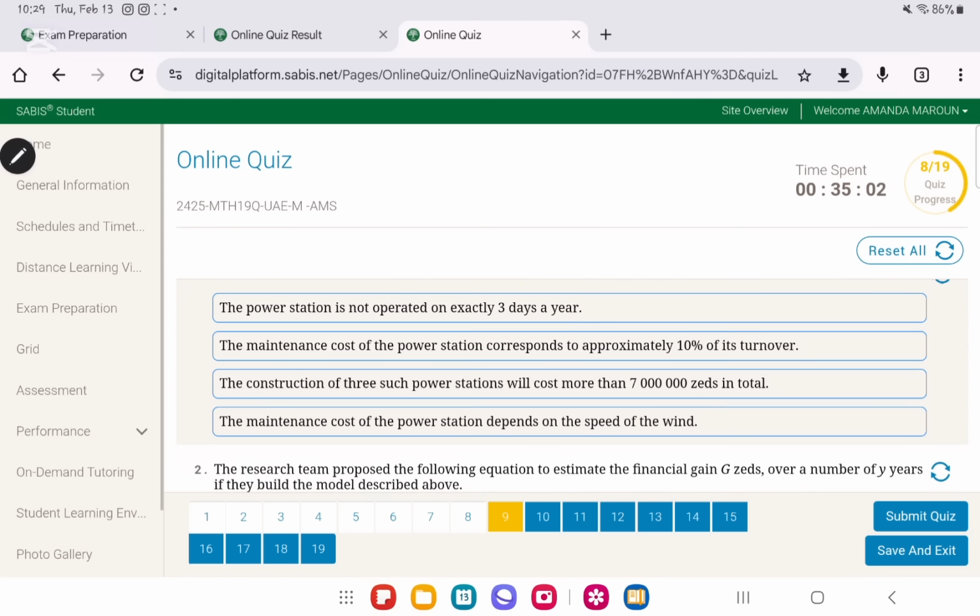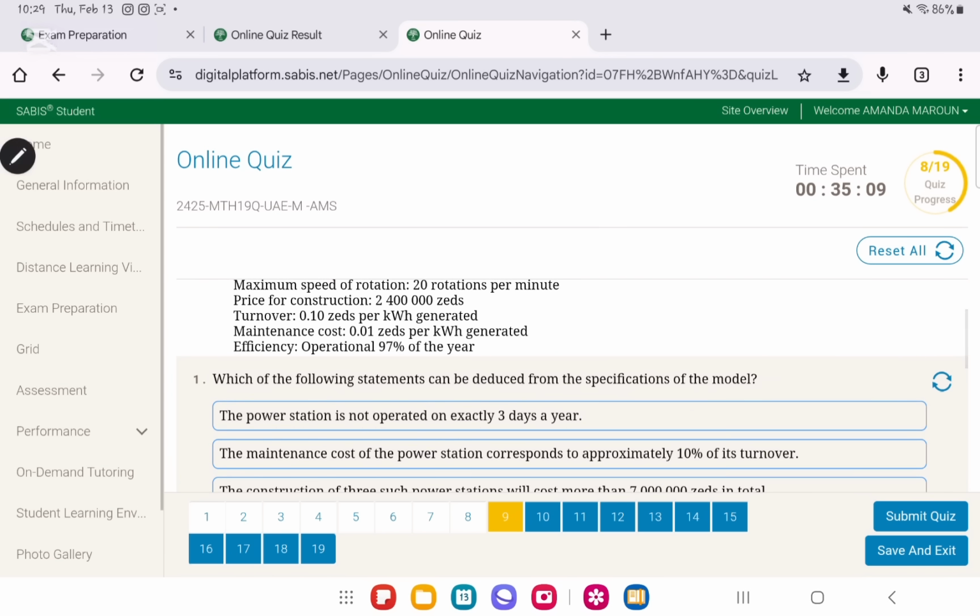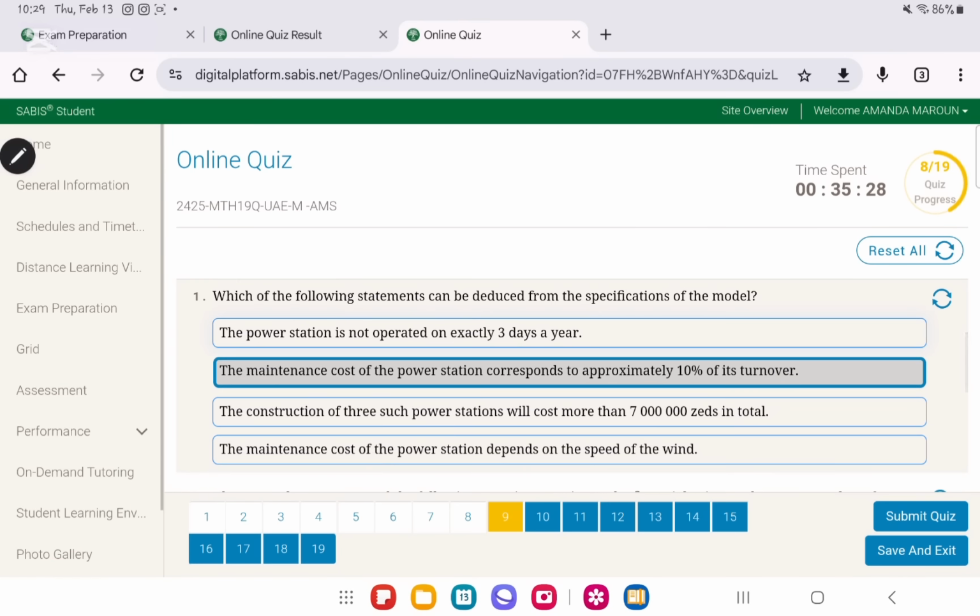Moving on, they said the maintenance cost of the power station corresponds to approximately 10% of its turnover. Let us see. The maintenance cost is 0.01 Zs over the turnover, which is 0.1 times 100. If you put it on the calculator like that, so 0.01 over 0.1 times 100, you are going to get an answer of 10. So definitely, yes, this is correct. Now they said the construction of 3 such power stations will cost more than 7 million Zs in total.